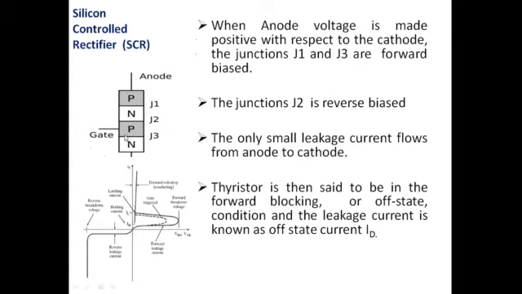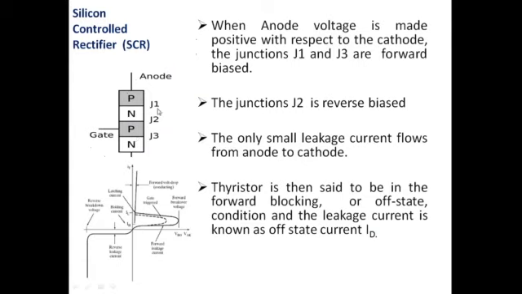The depletion region will disappear here. So this is also forward biased. This is also forward biased. So this is acting like a forward biased junction.